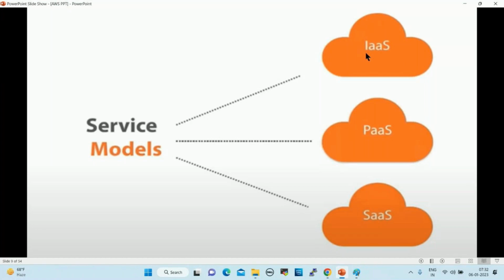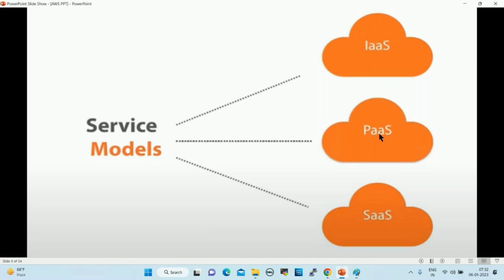So as a DevOps engineer, what will we do? We create infrastructure. On top of that, we deploy different applications, different tools like Git, Jenkins, Maven, Kubernetes, Docker, Ansible, Terraform, whatever you want. We create infrastructure. Infrastructure means servers. On top of that, we deploy all the tools, which is nothing but IaaS.